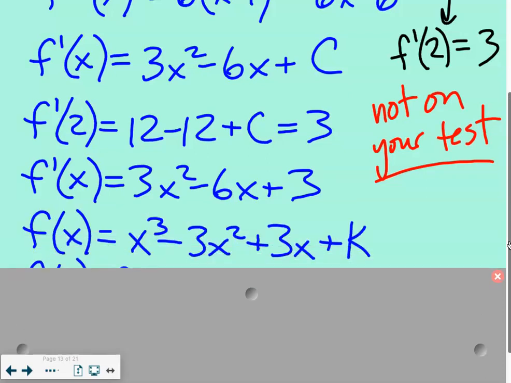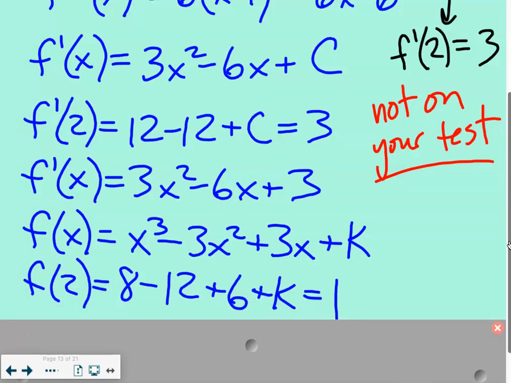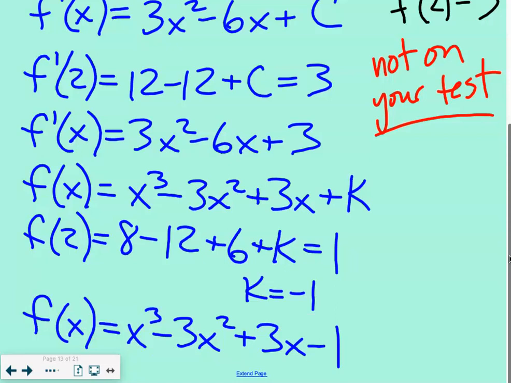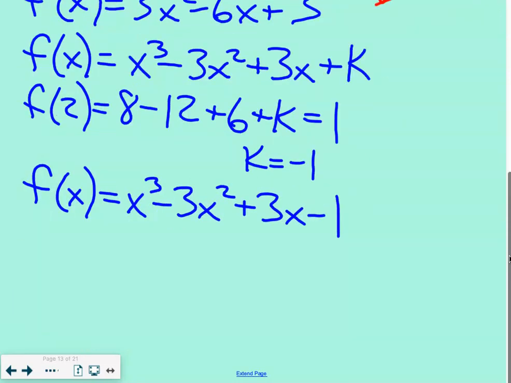Anti-differentiate again. Remember, you can't reuse c, so I called it k. You could use subscripts. And now we know f of 2 equals 1, so plug in a 2, set it equal to 1. Solve for k, you get k equals negative 1. And your final answer is x cubed minus 3x squared plus 3x minus 1.